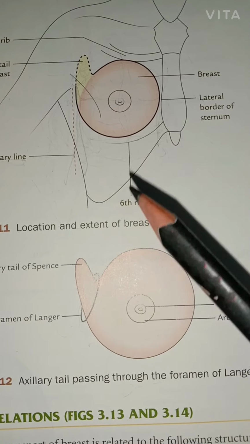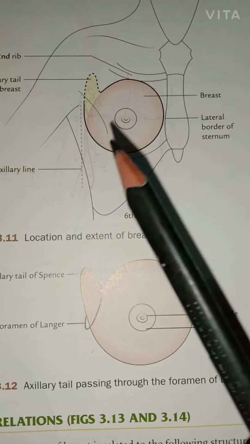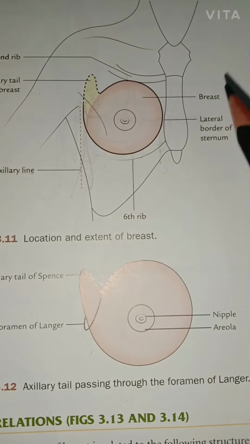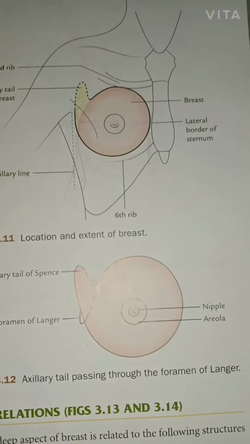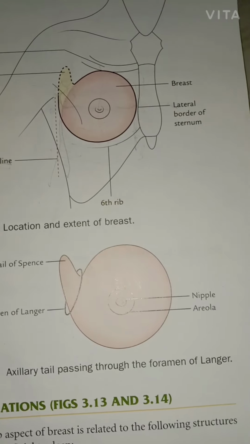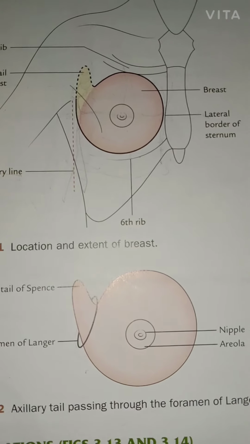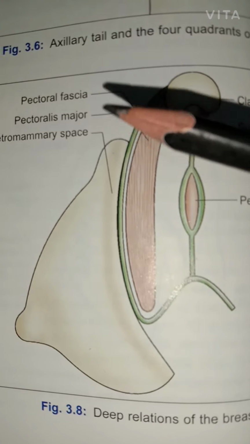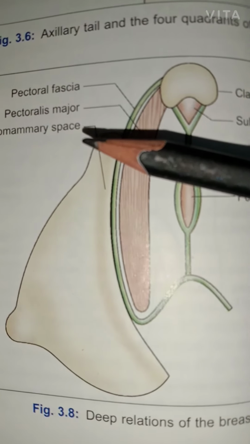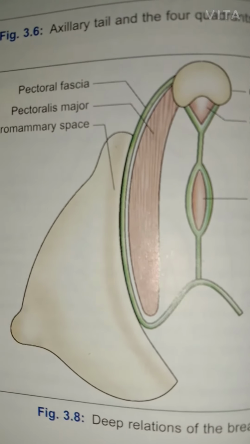The deep surface of the breast is related first to the deep fascia of the pectoral region, which is covered by the pectoralis major muscle. Then there are three muscles related to the breast. Here you can see in this diagram the pectoralis major muscle, then the serratus anterior muscle and the external oblique muscle.